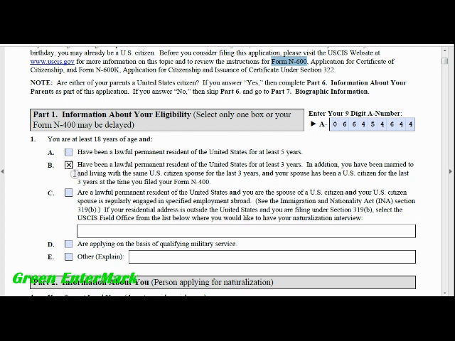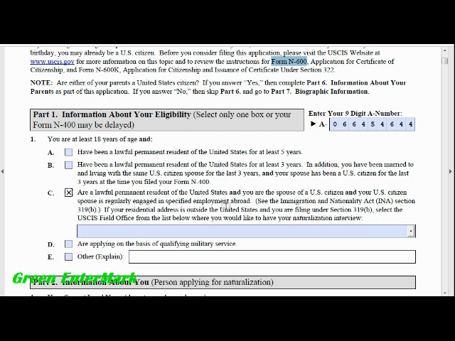and your spouse is a US citizen, your marriage duration is more than 3 years, and your spouse has been a US citizen for more than 3 years at the time of your marriage. Then the third basis is that you are a lawful permanent resident of the United States and you are the spouse of a US citizen, and your US citizen spouse is regularly engaged in a specific employment abroad.